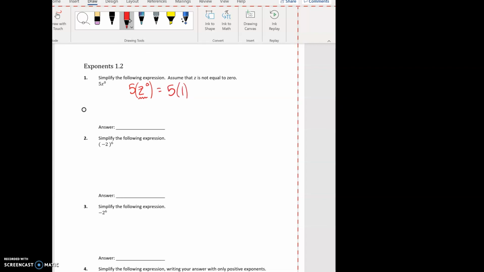Anything to the power of 0 is 1. So this becomes 5 times 1. So our final answer on that first example is 5.